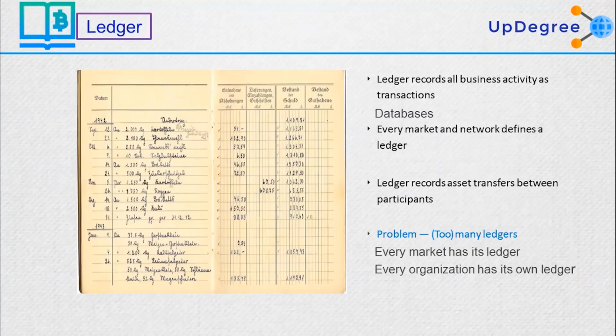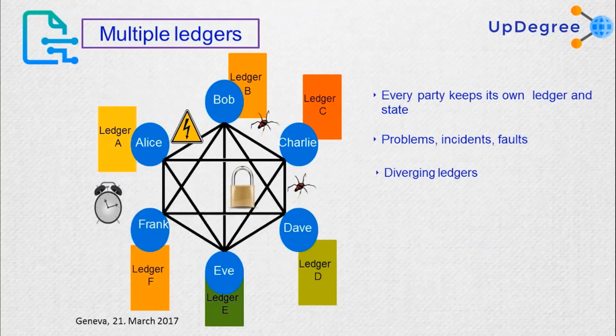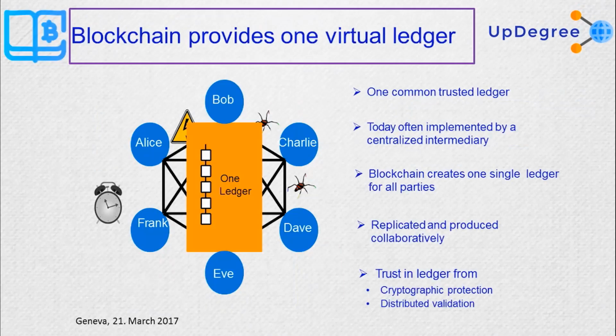So this is a typical ledger that you have seen, right? It has existed for so many things. A ledger can be a simple record book, it can be a database with records. There are so many ledgers, right? Every market has its ledger. For example, an inventory ledger, a transaction ledger, a banking ledger, and so on and so forth. Every organization will have its own ledger, so you have multiple ledgers. What are the disadvantages? Problems, faults, diverging. Every Charlie, Alice, Bob, everybody has their own ledger, and that's the reason there will be a lot of faults.